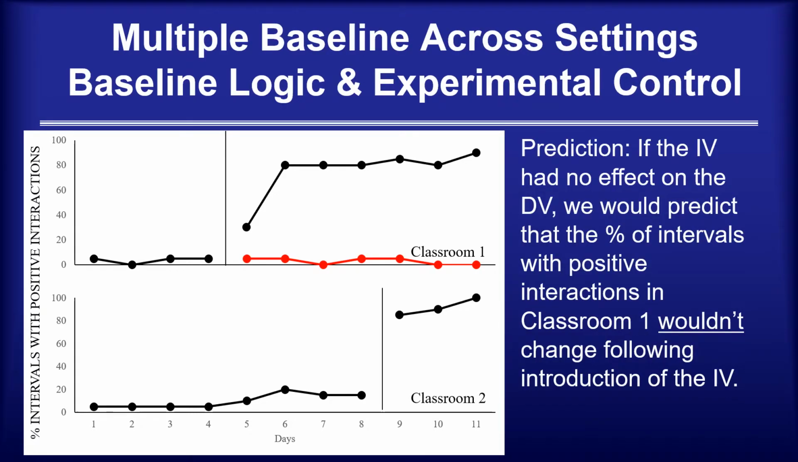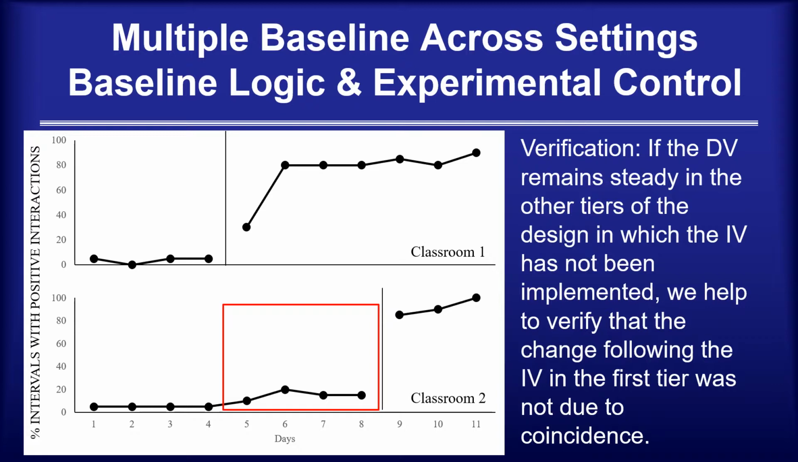Our design has allowed us to show experimental control and identify a functional relation. In the case of prediction, if the independent variable had no effect on the dependent variable, we would predict that the percentage of intervals with positive interactions in Classroom 1 wouldn't change following the introduction of the independent variable. The same would be true of a change following the introduction of the independent variable in Classroom 2. But we do see a change following the intervention implementation in both tiers, so we have some evidence of a functional relation.